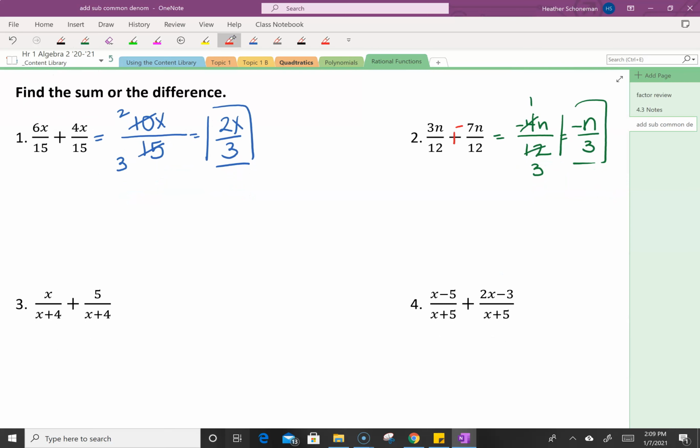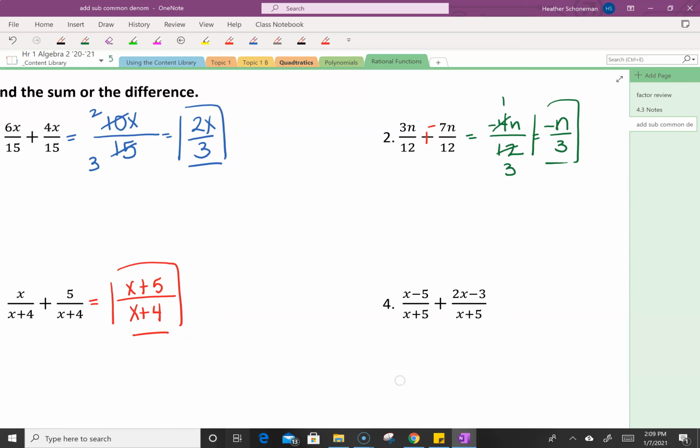Okay, number 3. This time the denominator is x plus 4. That doesn't matter. So on the bottom is my common denominator, x plus 4. And then on the top, I need to add the x and the 5. Now, if I was multiplying them, I'd write 5x. But that's not what I was asked to do. I was asked to add them. So I just write x plus 5. And that's my final answer. So when the denominator is the same, it's really straightforward.